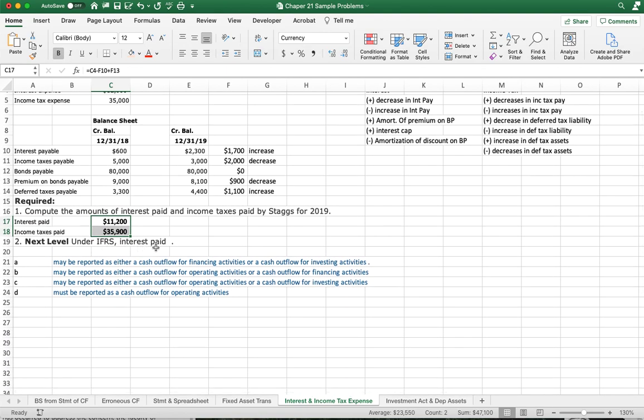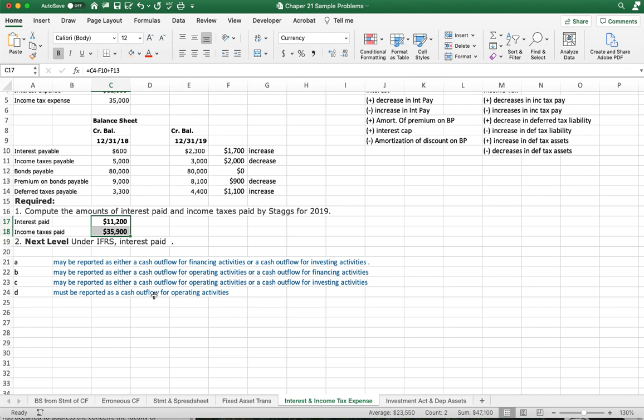Under IFRS, interest paid, and then we have these options. May be reported as either a cash flow for financing activities or a cash flow for investing activities. May be reported as a cash flow for operating activities or a cash outflow for financing activities. May be reported as either a cash outflow for operating activities or a cash outflow for investing activities. May be reported as a cash outflow for operating activities.